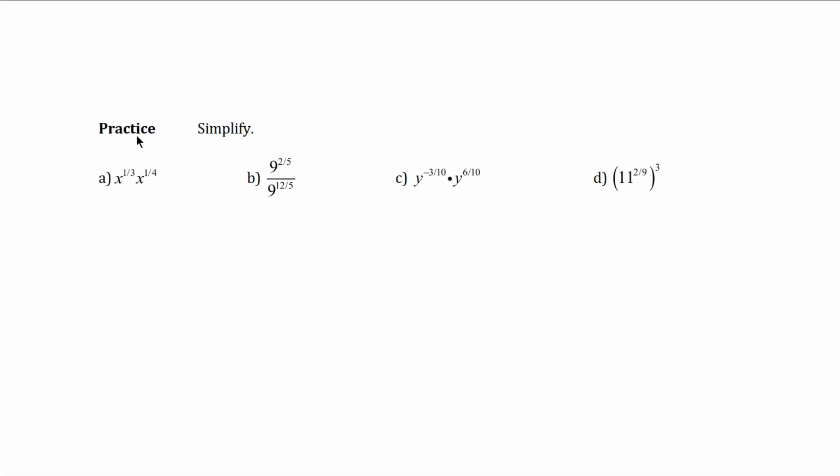Next, we have a set of practice problems. Simplify. For part A, we have x to the 1/3 power times x to the 1/4 power. For part B, we have 9 to the 2/5 power divided by 9 to the 12 over 5 power. For part C, we have y to the negative 3 over 10 power times y to the 6 over 10 power. For part D, we have parentheses, 11 to the 2 over 9 power, and then a cube on the parentheses. Alright, so go ahead and pause the video, simplify these problems, and then check back with the video to see the answers.